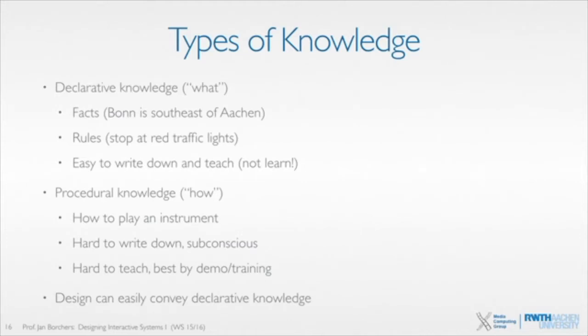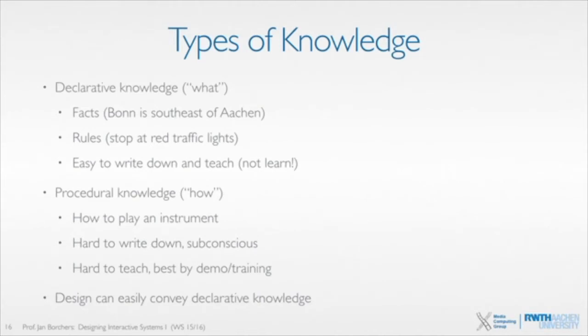Those are easy to write down, easy to put into a database, if you like, but they are actually pretty hard to learn because they don't make sense per se. They don't have an "oh yeah, of course." If you don't know the rule of stopping at red traffic lights, it might as well be green. Why shouldn't it? So you have to learn these things by heart at some point, and they only seem to make sense once you've learned them and applied them a lot.